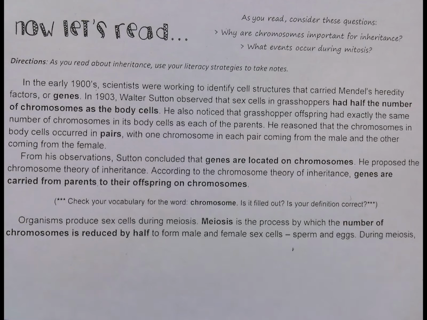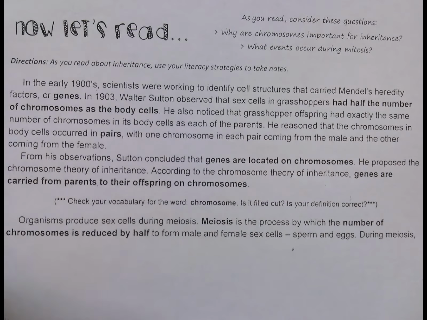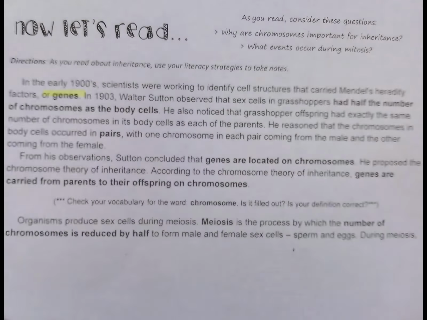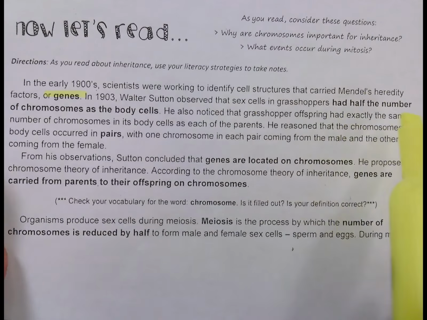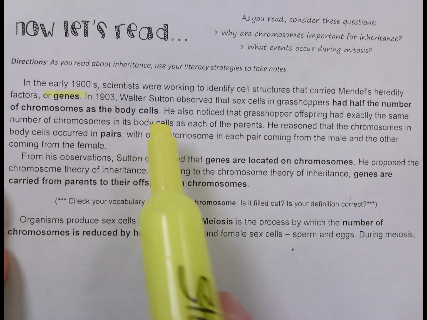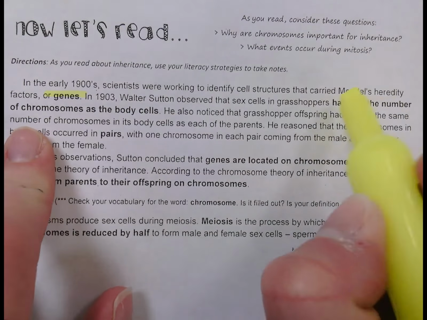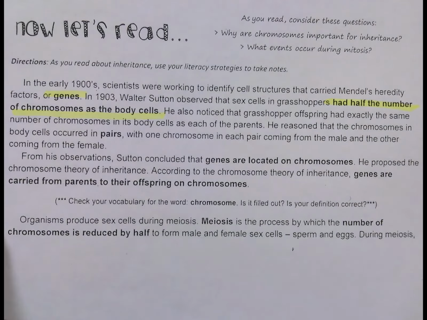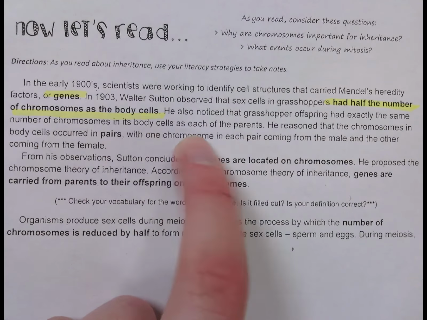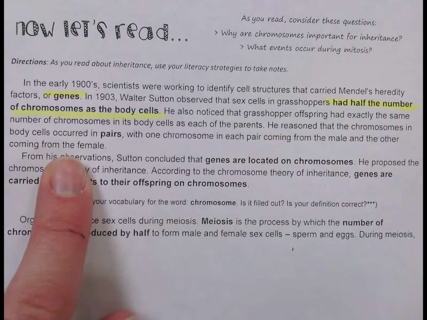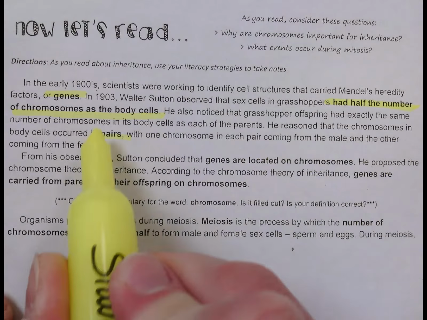In the early 1900s, scientists were working to identify cell structures that carried Mendel's hereditary factors, or genes. Anytime I see something bold, I will probably underline. In 1903, Walter Sutton observed that sex cells of grasshoppers have half the number of chromosomes as the body cells. So if they looked at the gametes, the sperm, the egg, they're going to say that it has half the chromosomes as the body cells. He also noticed that the grasshopper offspring had exactly the same number of chromosomes in its body cells as each of the parents. He reasoned that the chromosomes in body cells occur in pairs, with one chromosome in each pair coming from the male, and the other coming from the female.